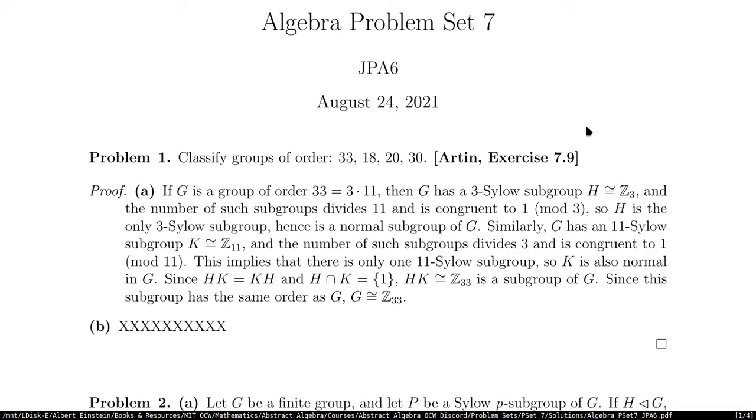And then going the other way around, there's a Sylow 11 subgroup. The number of such things divides 3. It's got to be congruent to 1 mod 11. Well, the only divisors of 3 are 1 and 3. 3 is not congruent to 1 mod 11. That means there's only one Sylow 11 subgroup. So both of the Sylow subgroups are normal, which means that HK equals KH. And we also know by looking at the orders of the elements in them that their intersection is only the identity element.